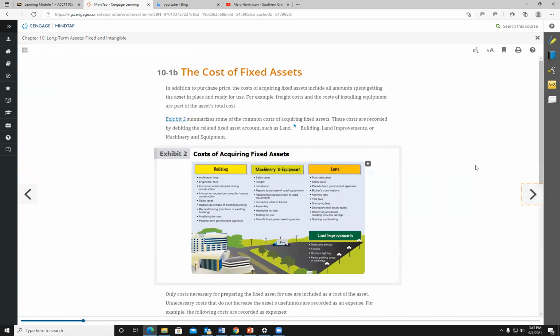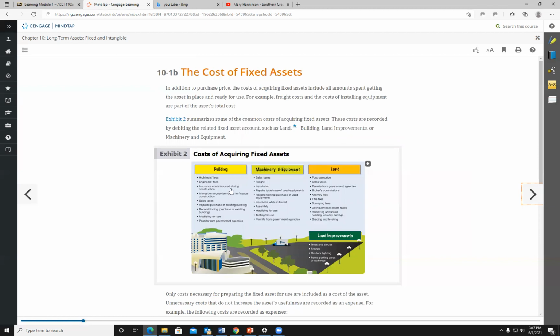Now, the cost of fixed assets. Again, we talked about the cost concept. The purchase price is obviously part of the cost, but there are other costs involved. These are the costs of acquiring the fixed assets, which is money spent getting the asset in place and ready for use. Those include your freight costs and maybe any installation costs if you're having the equipment professionally installed.